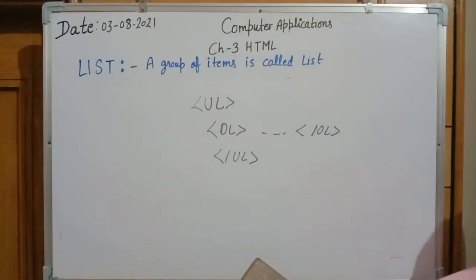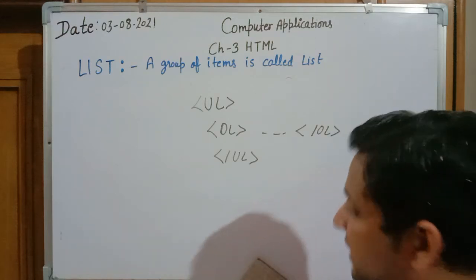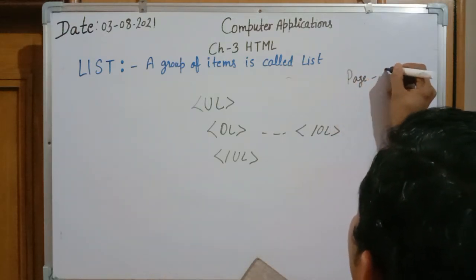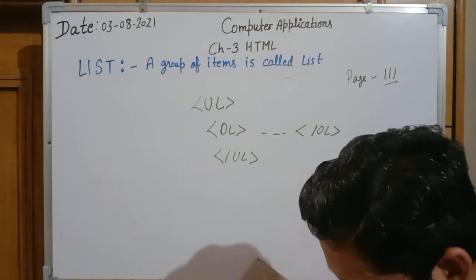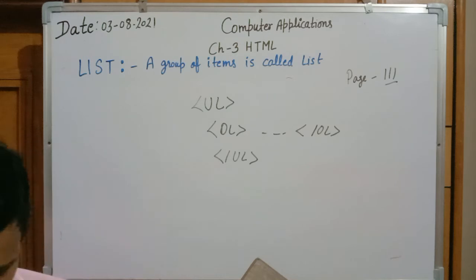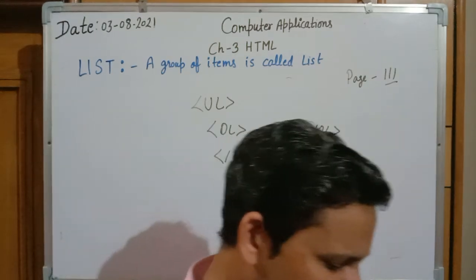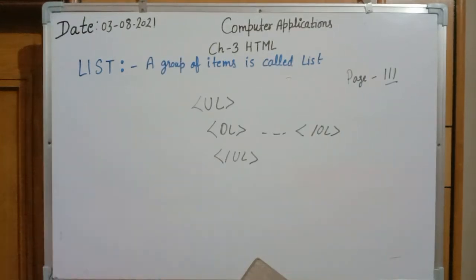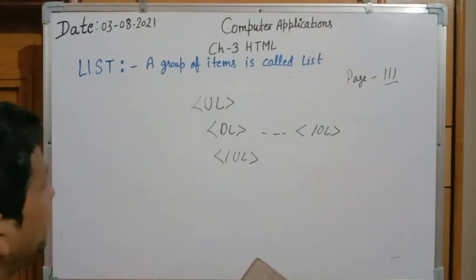See the example in your book, example number 17, page number 111. I am starting to read from body. BG color yellow, font size is 5, unordered list is given of square type. See the output, it is given of square type.